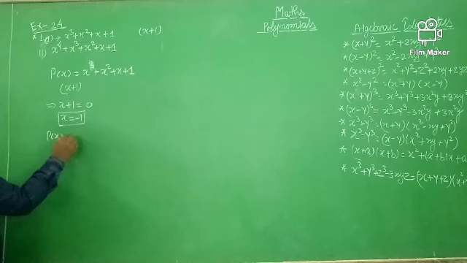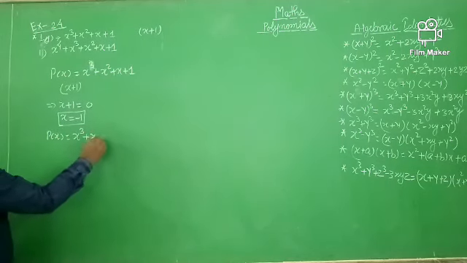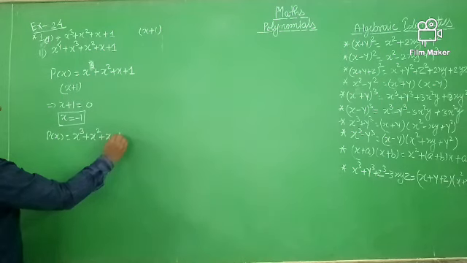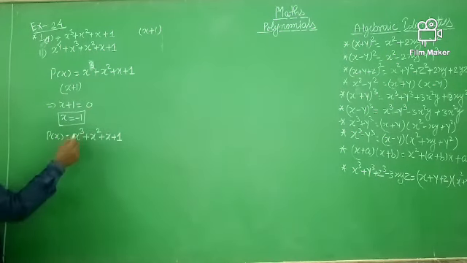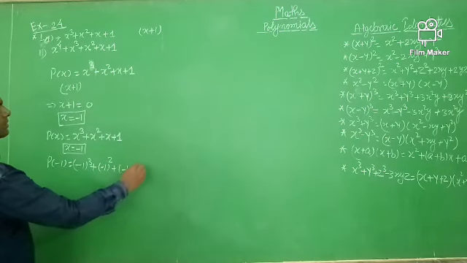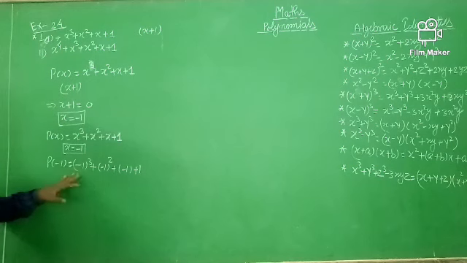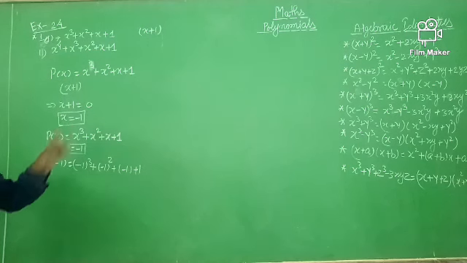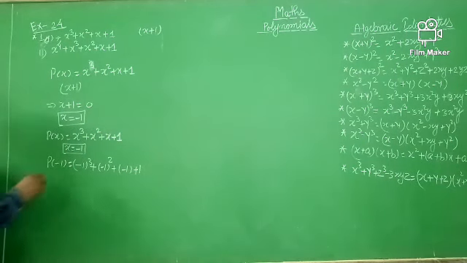I put this x is equal to minus 1 into the given polynomial. Here p(x) is equal to x cube plus x square plus x plus 1. I put x is equal to minus 1. Then p(minus 1) is equal to (minus 1) cube plus (minus 1) square plus (minus 1) plus 1. I put the value of x, which is minus 1, in the place of x. Here you can see (minus 1) cube, the power is odd, so it is equal to minus 1.